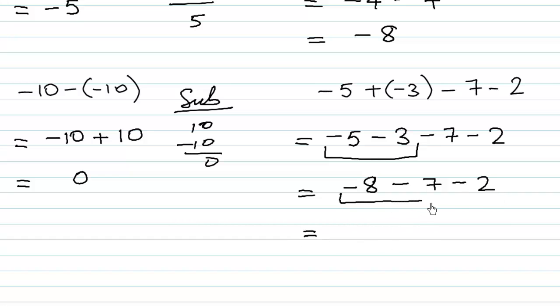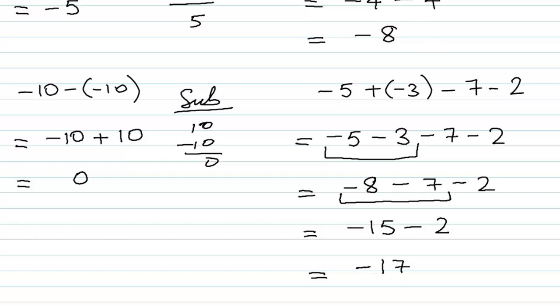Again, take two numbers together. What is minus and minus? It's plus. So we are going to add. 8 plus 7 is 15. Sign of the bigger number, 8 is bigger, the sign is minus, so it's minus 15. And we are going to bring down minus 2 as it is. And finally, minus 15 minus 2. Minus and minus is again plus. 15 plus 2 is 17. And sign of the greater one is minus. So the answer to this is minus 17.